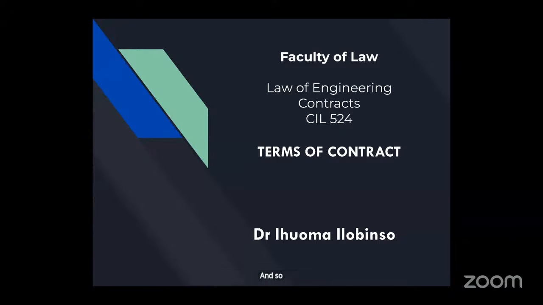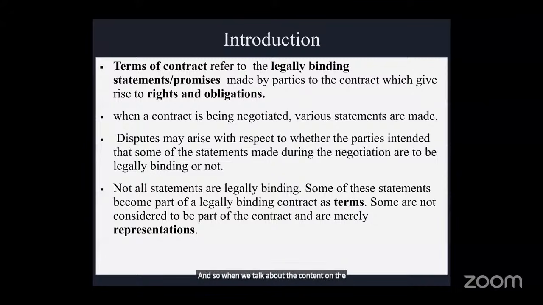In this class, we're going to be talking about the content of the contract. If you remember, we've been talking about the forms of contracts. How are those contracts formed? What are the elements of those contracts? But today, we are going to be discussing the content of a contract. When we talk about the content of a contract, it's basically about the terms and the conditions of the contract.